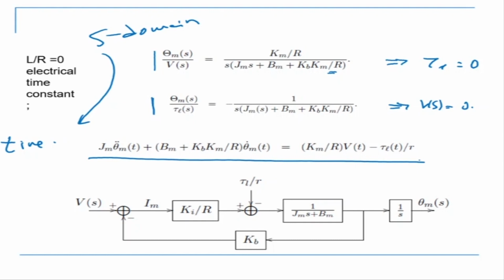So there are two inputs. One input is this one, and the other input is this one. Now if I write the block diagram exactly the same way as I explained some time back, there is one input Vs here and another input there. If you look at this equation, there is Im coming from here. It is Vs minus Kb into theta ms, and that becomes my Im. That Im is getting multiplied by Ki by R, which is here, and there is a minus tau L by R, which is this one. So please look at this equation and try to understand what it actually means.